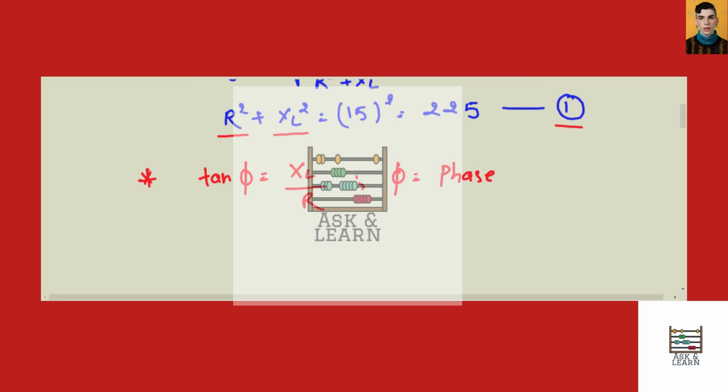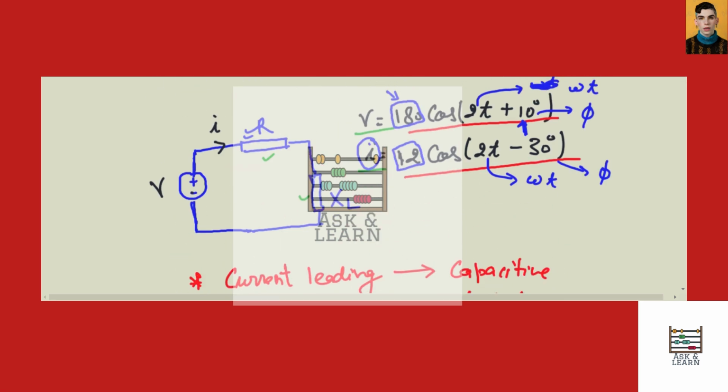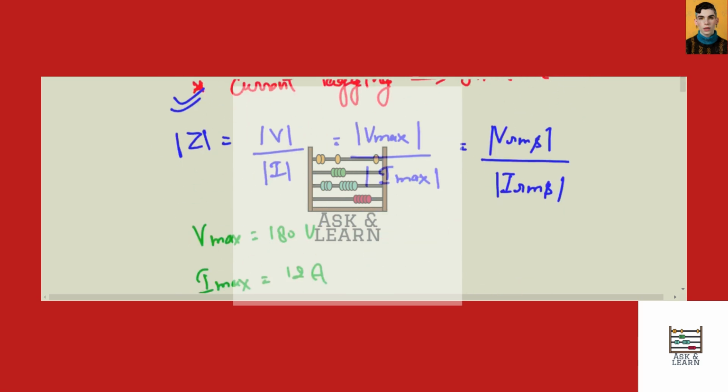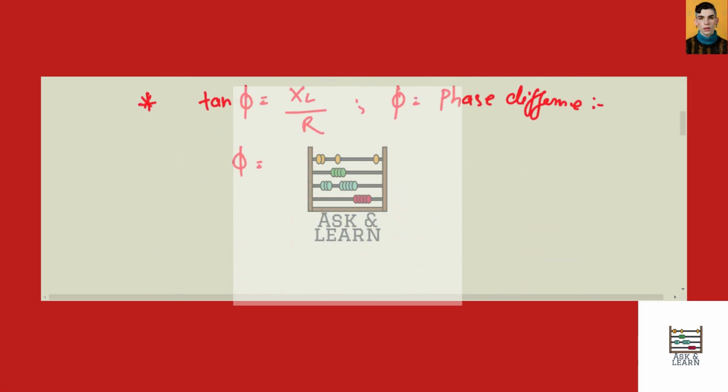Phase difference, right? So if you look at over here, the value of phi is, go to the top of the page. This is 10 and this is minus 30. The phase difference is 40, right? So the value of phi is 40 degrees. So what we will find from here is the next equation: tan 40 degrees is equal to XL by R. So this will be our second equation.